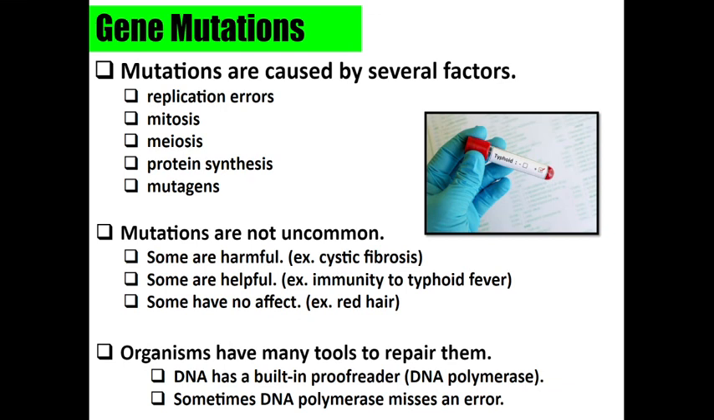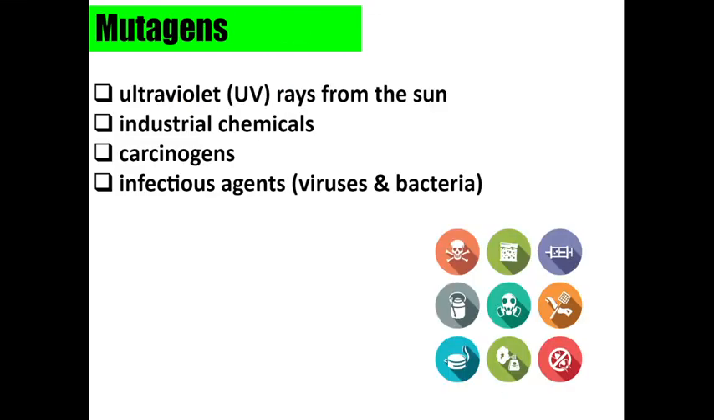Organisms have many tools to help them. DNA has a built-in proofreader, which is known as DNA polymerase. Sometimes the DNA polymerase can miss an error, and this is when a mutation occurs. Examples of mutagens can be ultraviolet or UV rays from the sun, industrial chemicals, carcinogens, or infectious agents such as viruses and bacteria. Mutagens are basically outside factors that can affect the DNA of an individual.